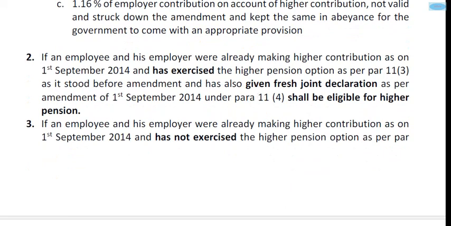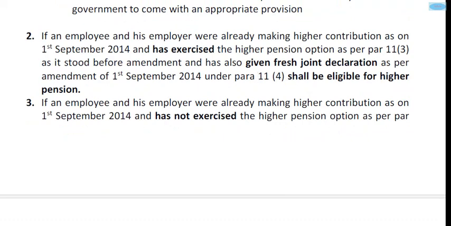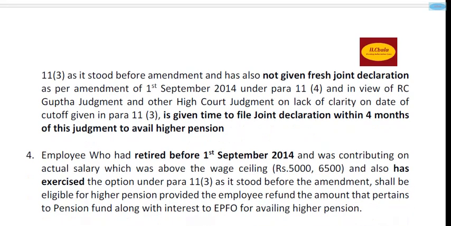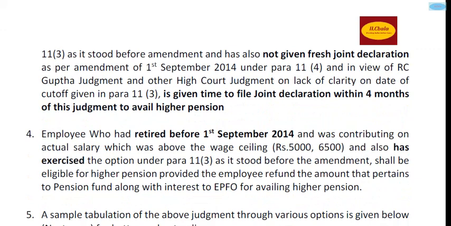The next one: if an employee and his employer who are already making higher contribution as of 1st September have not exercised the higher pension option as per 11.3 as it stood before the amendment, and have not given a fresh joint declaration as per the amendment of 1st September 2014 under para 11.4, then in view of the R.C. Gupta judgment and the High Court judgment, and the lack of clarity, the right being crystallized, they are given time to file the joint declaration within 4 months of this judgment of the Hon'ble Supreme Court to avail the higher pension. That means they have not exercised prior, they have also not exercised post.